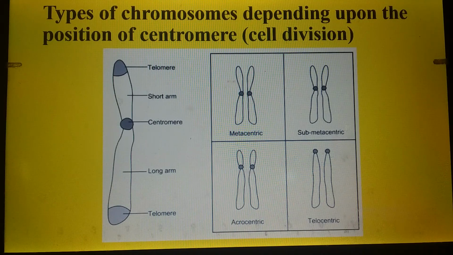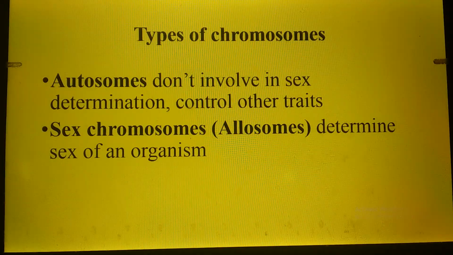So these are the four types of the chromosome which were observed at different stages of the cell division, and these four types depend upon the position of the centromere. I hope it is clear. Now moving towards the next.